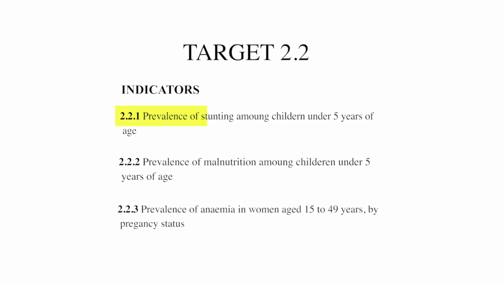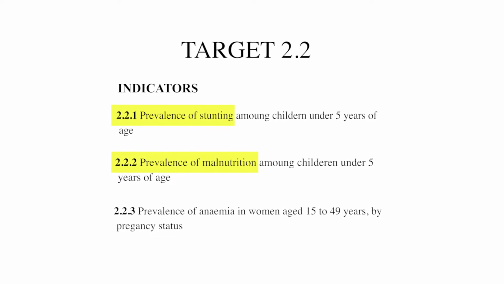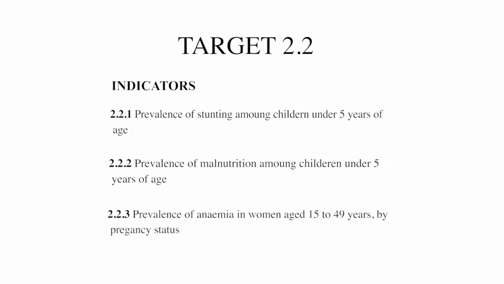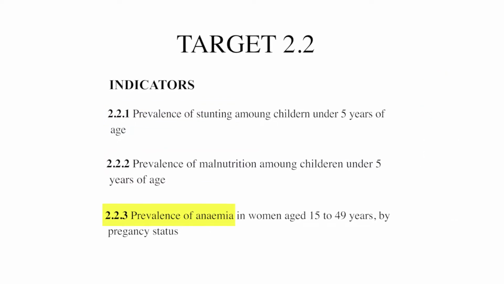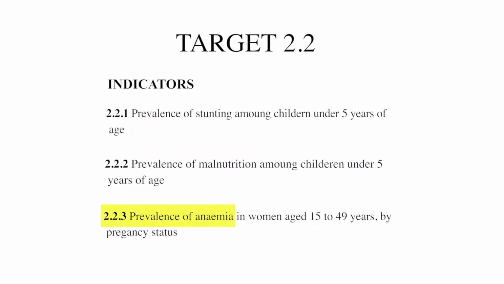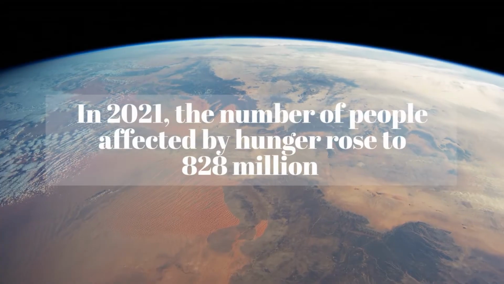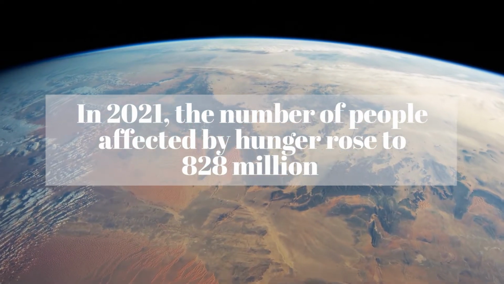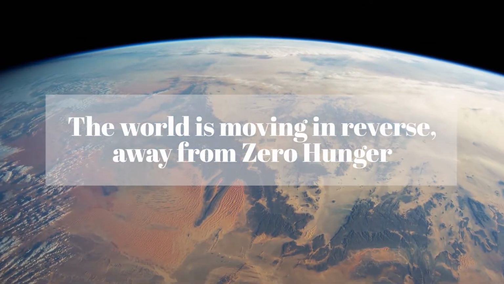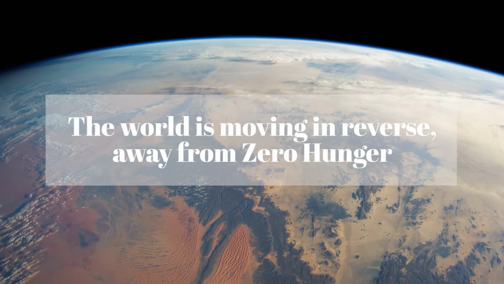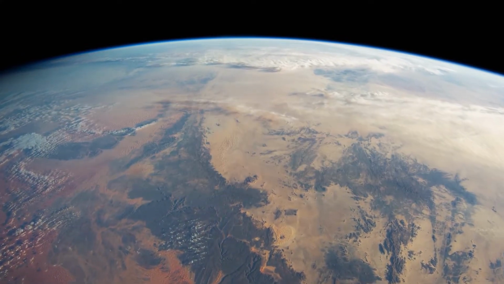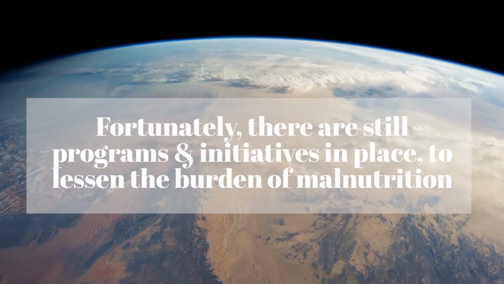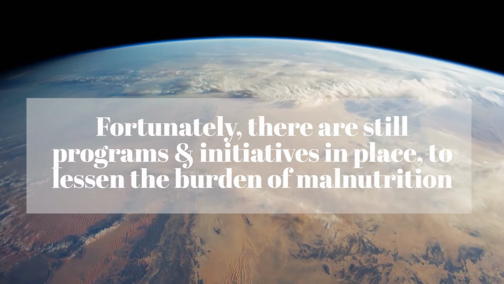Indicator 1 and 2 address stunting and malnutrition, with a particular focus on children under 5 years of age, such as Dara. Indicator 3 aims to significantly diminish anemia in women aged 15 to 49 of reproductive age. In 2021, the number of people affected by hunger globally rose to 828 million, acknowledging that the world is moving in reverse away from the Sustainable Development Goal of zero hunger. This is an extremely concerning upward trend. Fortunately, there are still programs and initiatives in place which are working to lessen the burden of malnutrition.